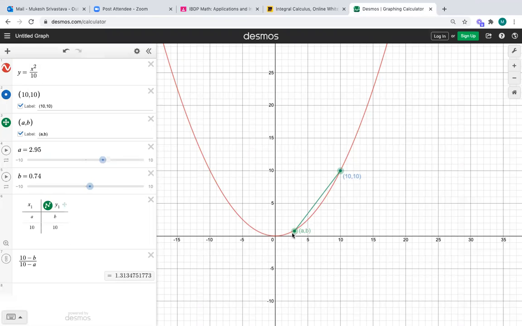Now I move it. When A is, which means when x is 2.95 and B is 0.7. Now again I have to move closer. What do I have? 1.476. 1.467. Okay, 1.467 when A is 4.85 and B is 2.44. Am I right? Yes, sir.